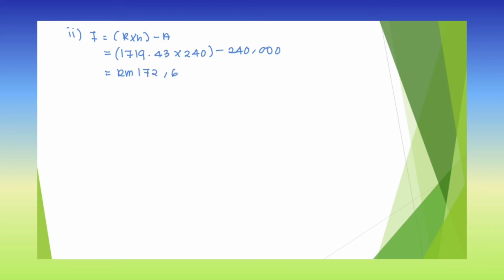For question number 2, find the total interest that needs to be paid. So interest equal to R times N minus A. So R is 1719.43 times 240 minus A, 240,000. So the answer will be RM 172,663 and 20 cents.